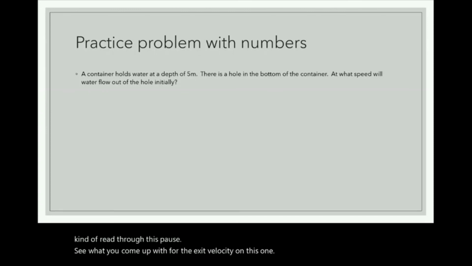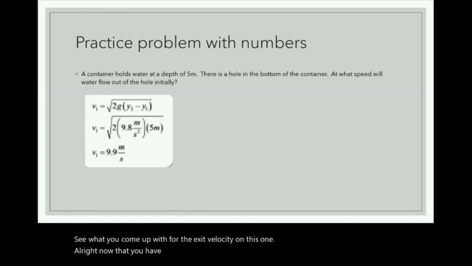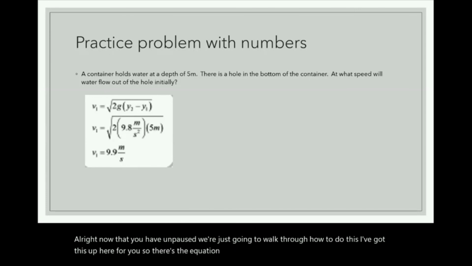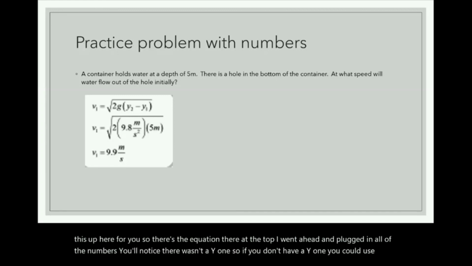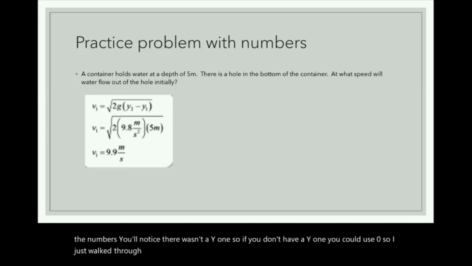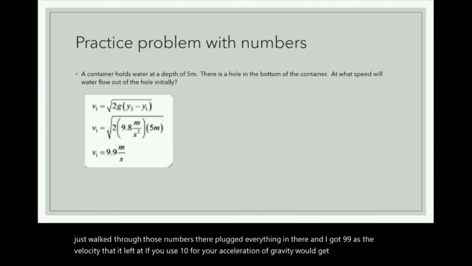All right, now that you have unpaused, we're just going to walk through how to do this. I've got this up here for you. So there's the equation there at the top. I went ahead and plugged in all of the numbers. You'll notice there wasn't a y1. So if you don't have a y1, you could use 0. So I just walked through those numbers there, plugged everything in, and I got 9.9 as the velocity that it left at. If you use 10 for your acceleration of gravity, you would get a slightly higher velocity, and that's fine as well.